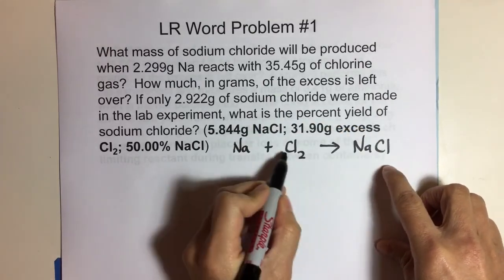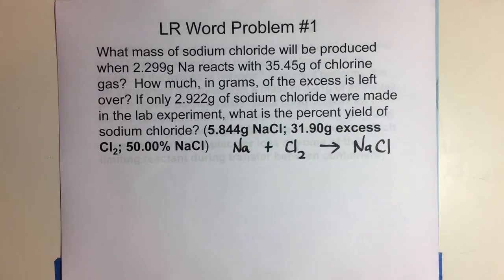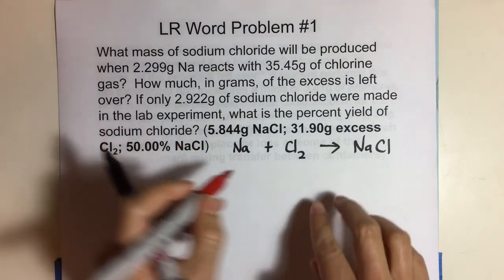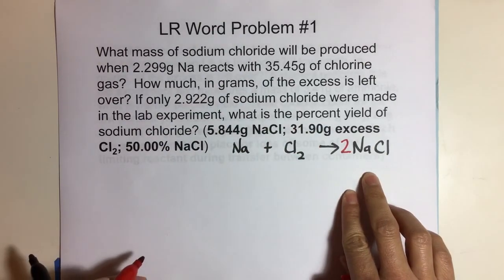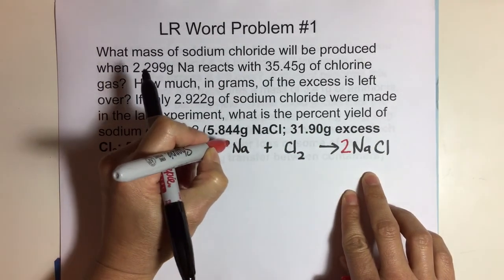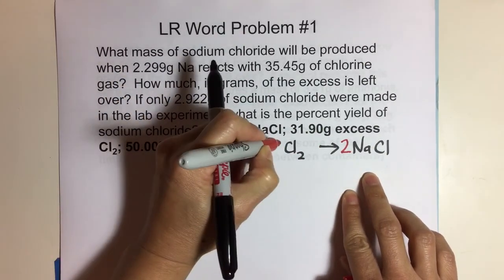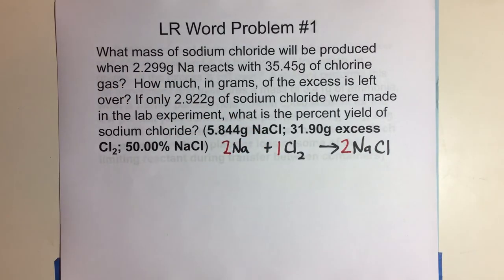So I'll notice that chlorine is diatomic. That's why I wrote chlorine as Cl2. Now, upon balancing this, you'll notice a 2 coefficient is necessary for the sodium chloride, which makes us have a 2 coefficient here. I'm going to put the 1 here so that I can see the mole ratio.